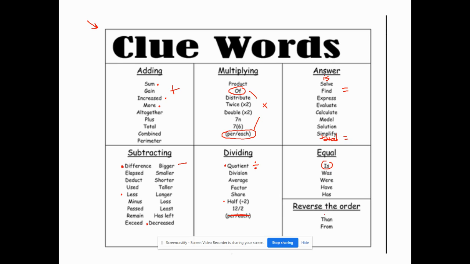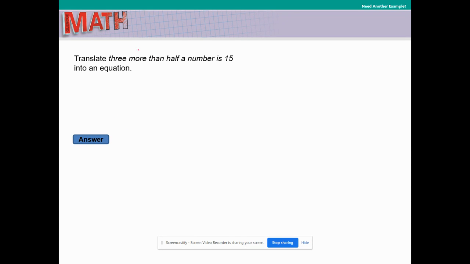Now reverse the order, than and from. That's that than number. That means to switch the two things. If it says 8 less than a number, we would do n minus the 8. Less is our subtraction word right here, but than is our reverse the order word. So for all of these problems, what I want you to do, go back to this slide, have it in front of you, have it open in another tab while you're doing this Ed puzzle, because it's the key to this. Let's try another problem together.